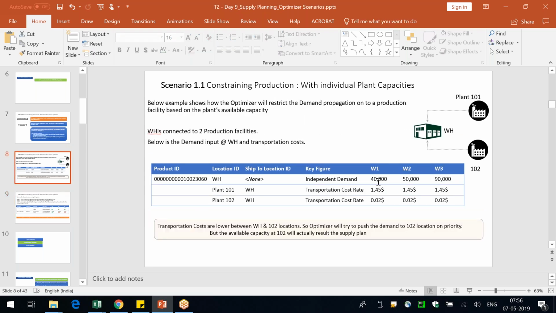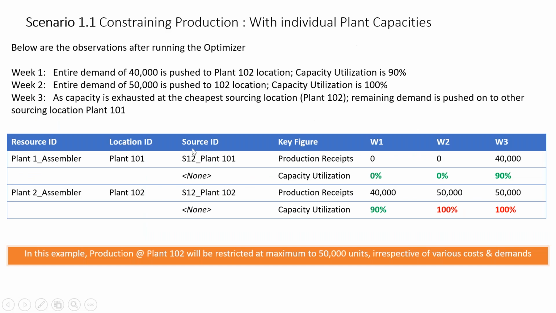Yeah. So the demands are 40,000, 50,000, 90,000 at the warehouse location. Now let's see how the optimizer will respect the transportation costs and the individual plant capacities. So now let's see what happens. You can see here, let's go week by week. On week one, what happened? The entire demand of 40,000 has been pushed to plant 102 location. The capacity utilization is 90%. Why did it pick 102? Because of the least transportation cost.